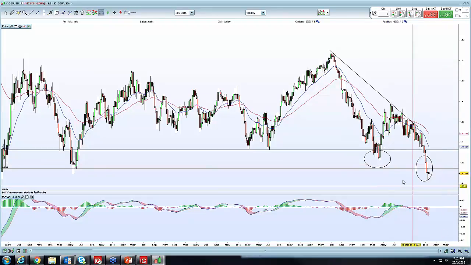All right, what I like is that it made a clear lower low. I know there's a bit of a bullish divergence on the MACD, but I'm taking it as an intraday trade, so I wasn't too concerned about weekly divergence.